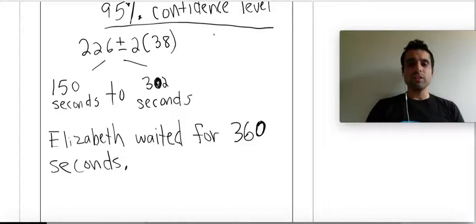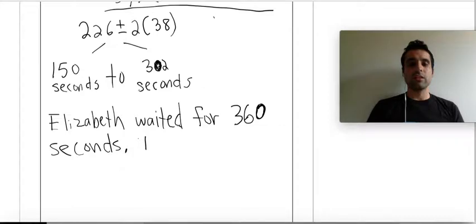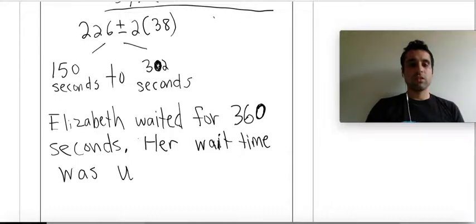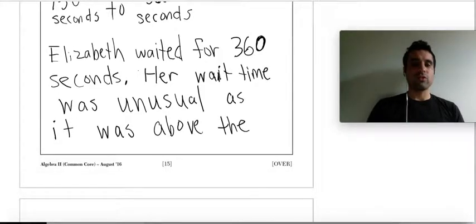So we're just going to say the question was, remember I said I highlighted in blue or green? It turned green because I mixed blue and yellow. Was her wait time unusual? Absolutely. Her wait time was very unusual, because it was above, see, it was longer than 302 seconds, the 95% confidence interval. Wow, I ran out of space.